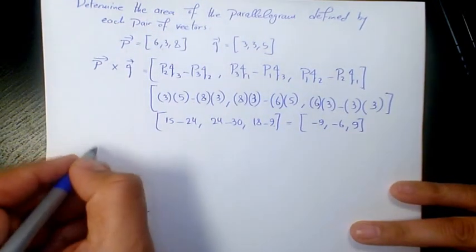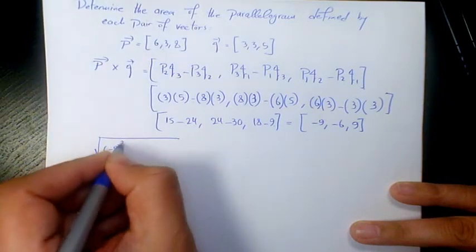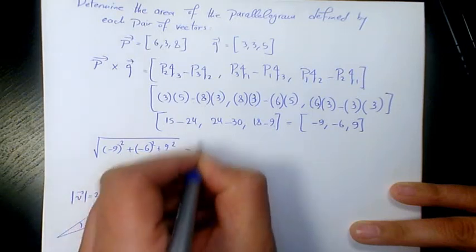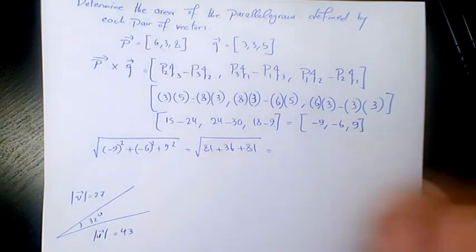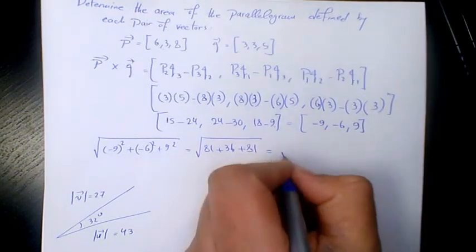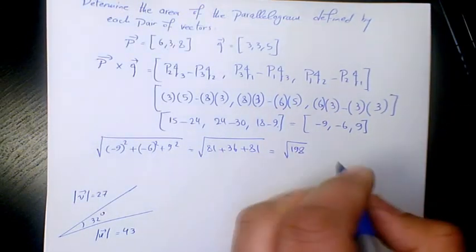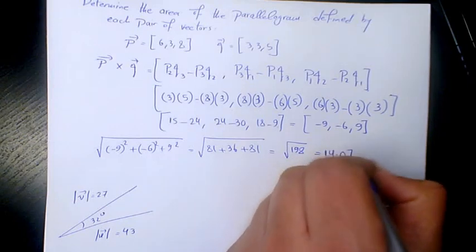And when you want to find the area, it's going to be the magnitude of this vector, square root of negative 9 squared plus negative 6 squared plus 9 squared. It's going to be 81 plus 36 plus 81. So it's going to be 198. Square root of 198 is 14.07.